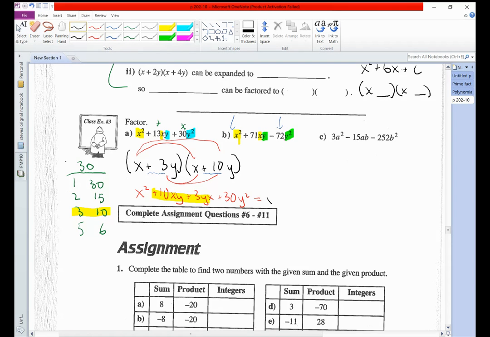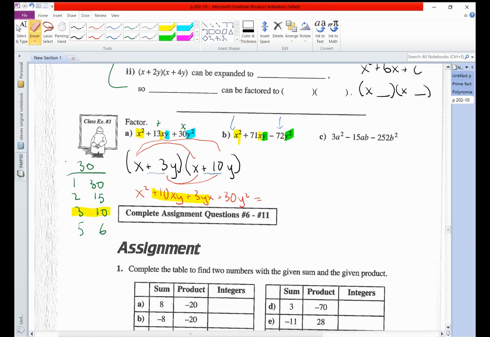And then we can simplify by combining our like terms. And the answer is x squared plus 13xy plus 30y squared, which is what we started with. So we did it right. Yay. Okay, let's look at question C. And then I'll let you guys get to some practice problems.